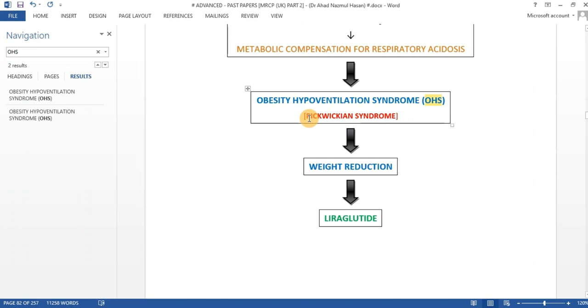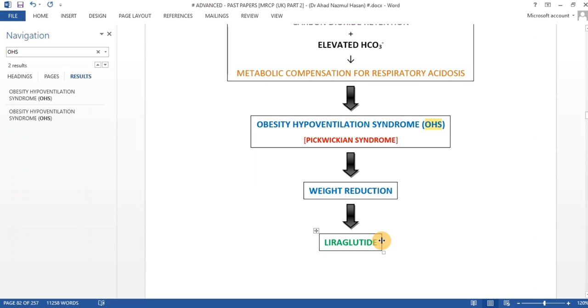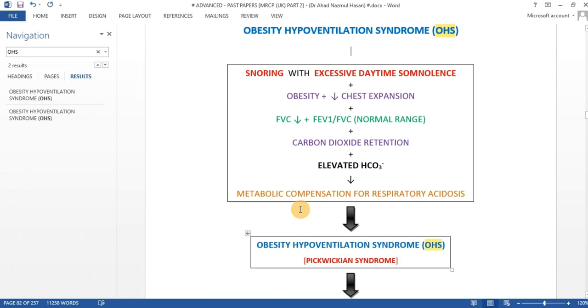And the mainstay of treatment is weight reduction, followed by liraglutide. Liraglutide is usually indicated when the BMI is greater than or equal to 35 kg per meter square. In case of obstructive sleep apnea syndrome, they usually don't have this type of lung picture. This type of lung picture would be absent.